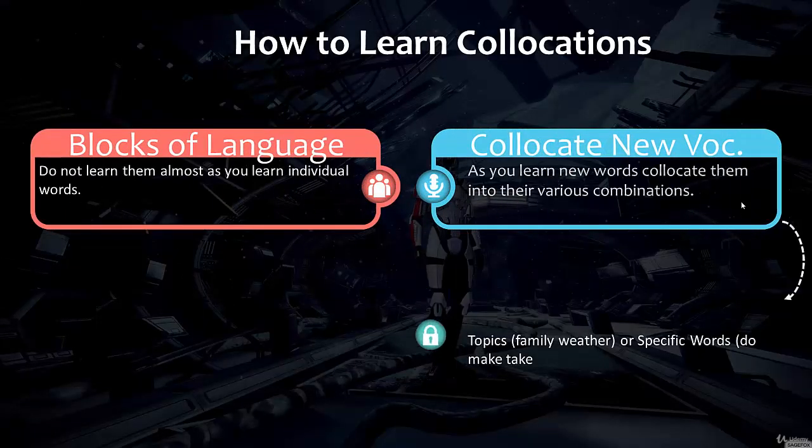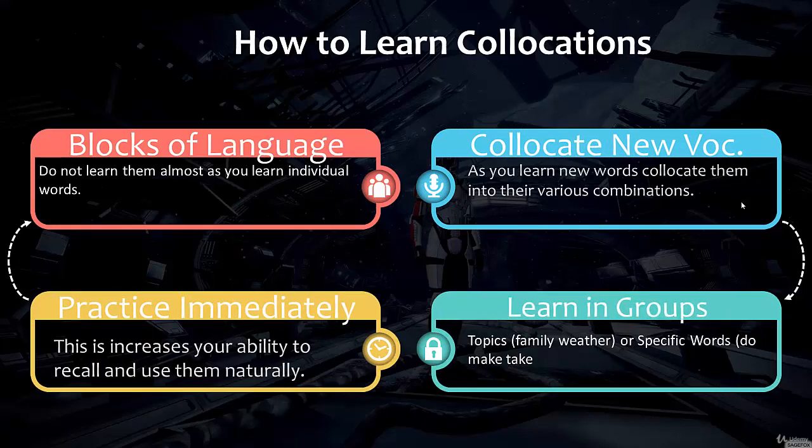How do you really learn collocations? Well, you really learn them in blocks of language, right? There actually are dictionaries and there are books that really just cover collocations, just so you can really learn collocations. Whenever you learn new vocabulary, learn the different ways that new vocabulary is collocated. That's one way. Practice immediately. When you learn collocations, practice using them. Practice using them throughout the day. If you do that, you'll learn how to use them. And learn collocations in groups, like family, weather, or learn them in terms of specific words. Do, make, take.